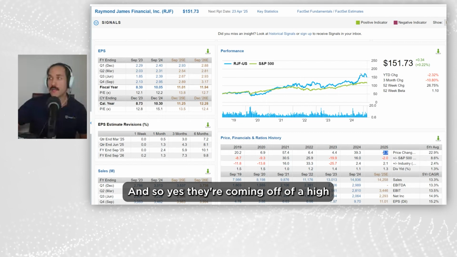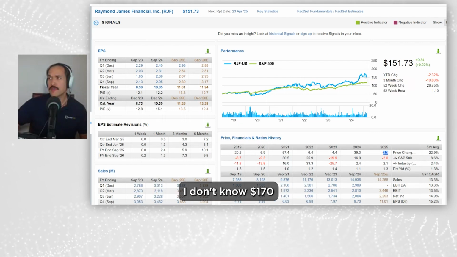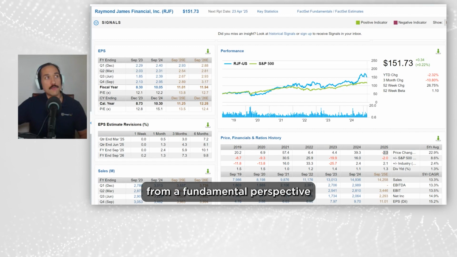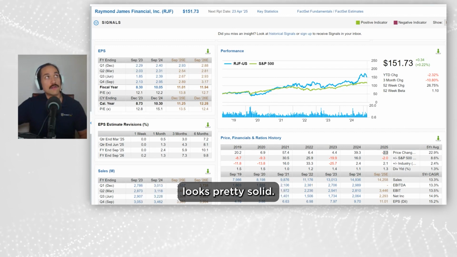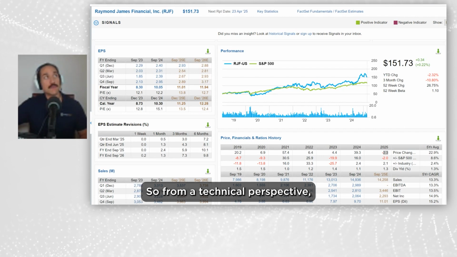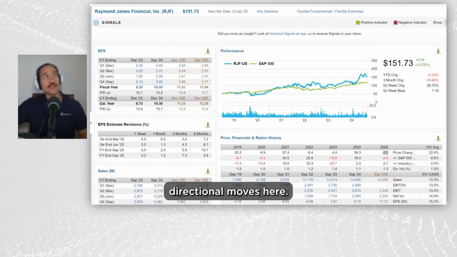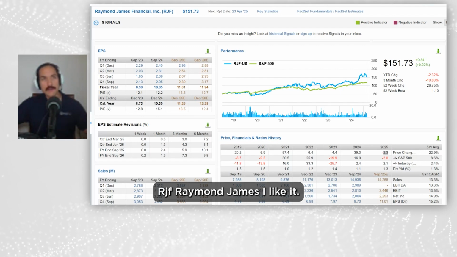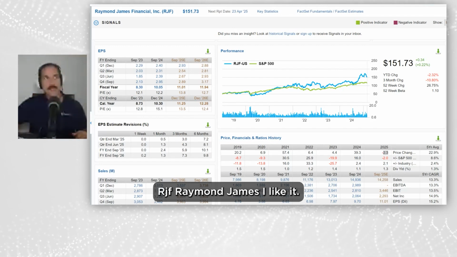And so, yes, they're coming off of a high where they were about $170 a share, back down to $151. But overall, from a fundamental perspective, looks pretty solid. Now, they are at some major support levels. So from a technical perspective, I would wait to see any directional moves here. It could really go either way. But either way, RJF, Raymond James, I like it.